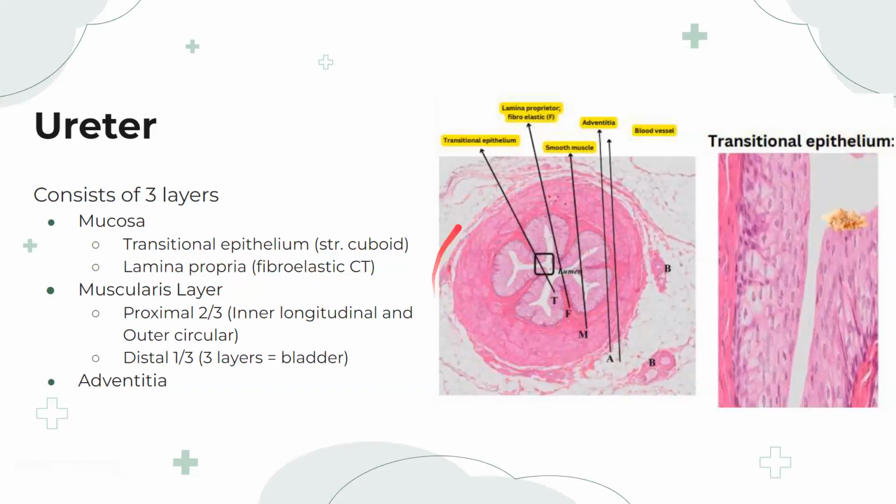Okay, so the proximal two-thirds, right here, has an inner longitudinal and outer circular muscular layer. And then the distal third right here would have three layers of muscle, just like the bladder does. We'll talk about that in a bit. And then lastly, adventitia, I've already pointed it out for you guys right here. Once again, this is another example of transitional epithelium, which is stratified cuboid.